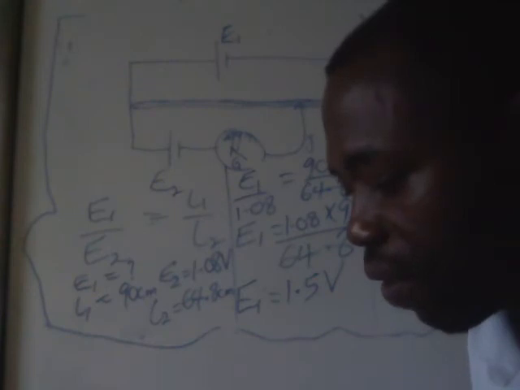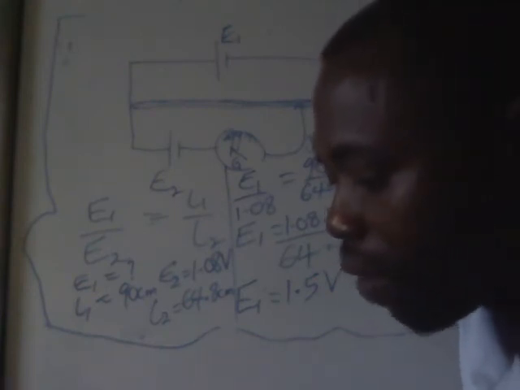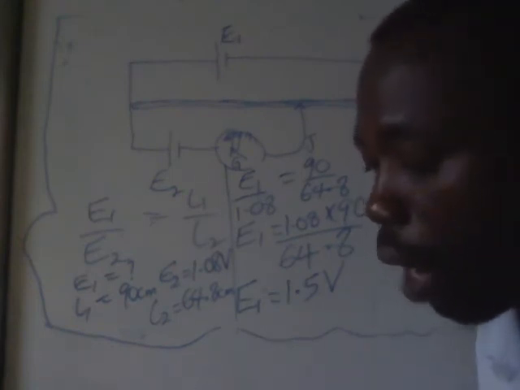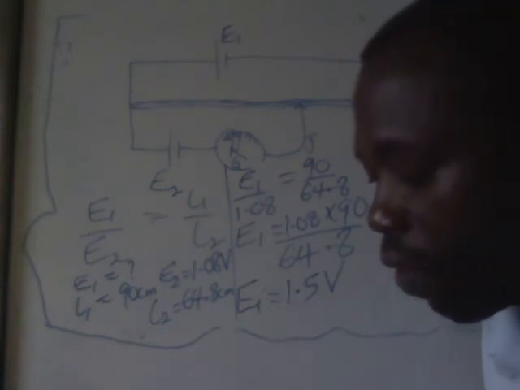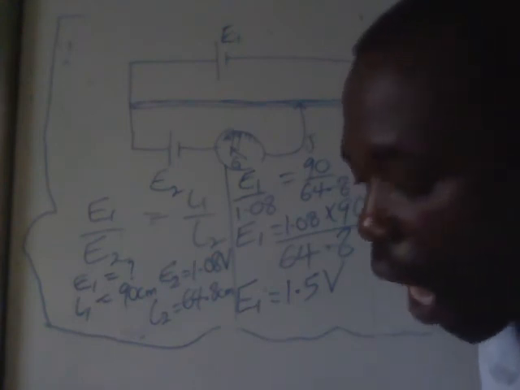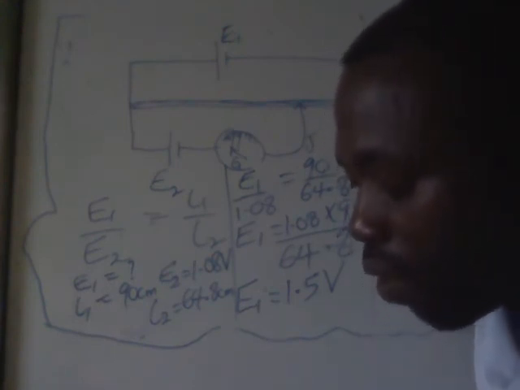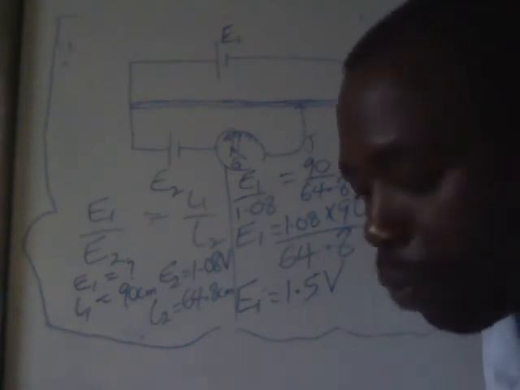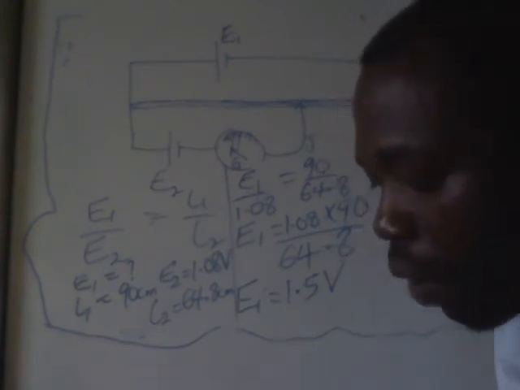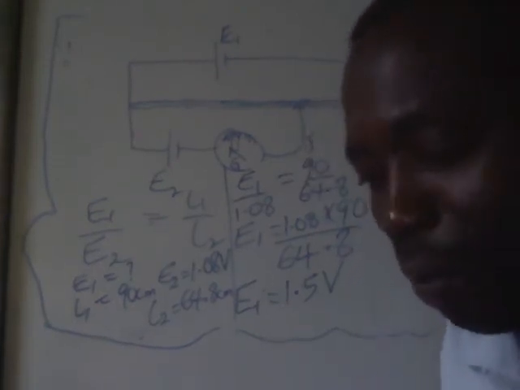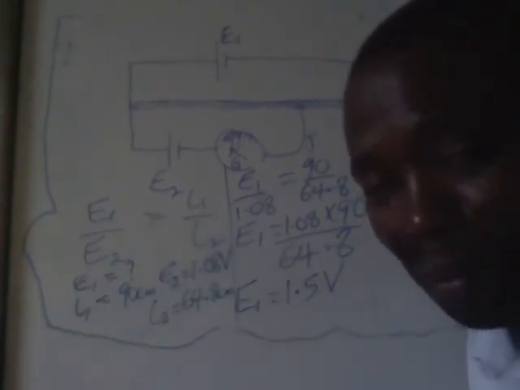Now number 36. 36 is not a calculation. The magnetic elements at a place include, they give us numbers 1, 2, 3, and 4. Number 1, angle of declination. Number 2, vertical component of the magnetic field. Number 3, the angle of dip. Number 4, horizontal component of the magnetic field. You are now asked which of the statements above are correct. The magnetic elements, they are all of them.